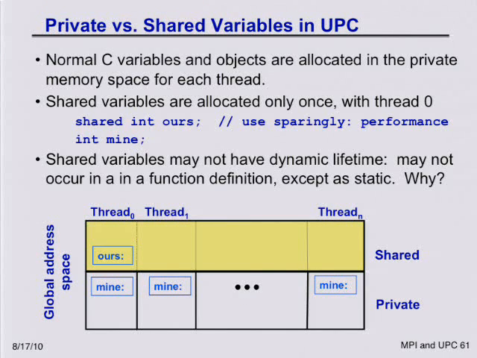So UPC, this is the picture of the memory model. We have variables like the hours variable that's declared with a new type annotation, shared, and that is placed in the shared memory space. Now any process in the system can read or write the variable hours, whereas the variable mine is replicated in each one of the process thread spaces.